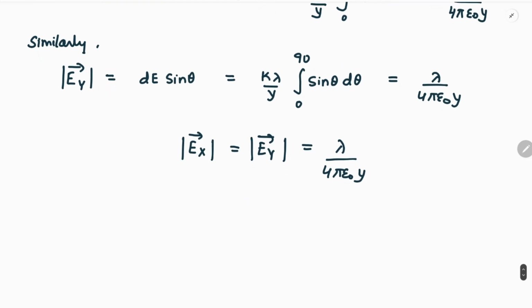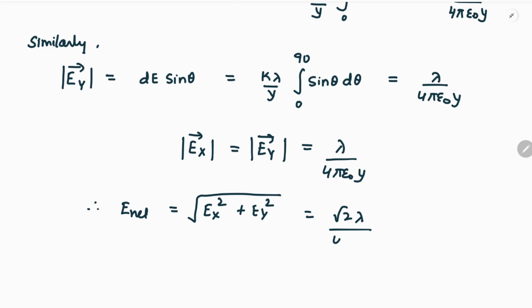And therefore the problem is asking us to calculate the net value. So E net can be written as the square root of Ex square plus Ey square. So we get root 2 lambda upon 4 pi epsilon naught y. So this is the answer to the problem that we have, problem number 3.14.